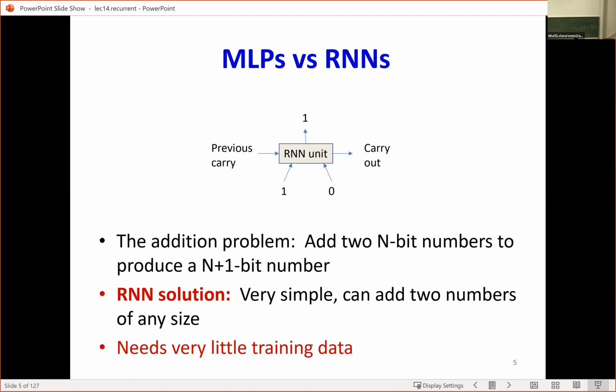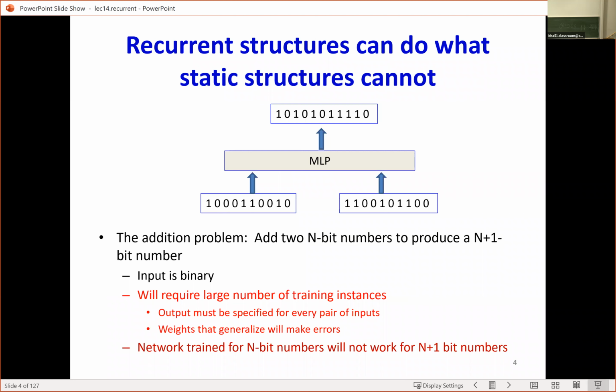On the other hand, if I do something with recurrence, it becomes much simpler. So here, for example, secondly, if I'm trying to train the model, if I'm constructing a network to learn the rules of addition, how much data will I require?